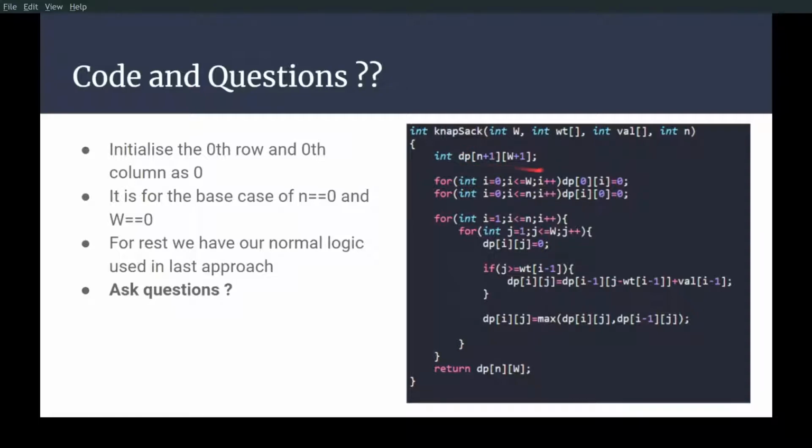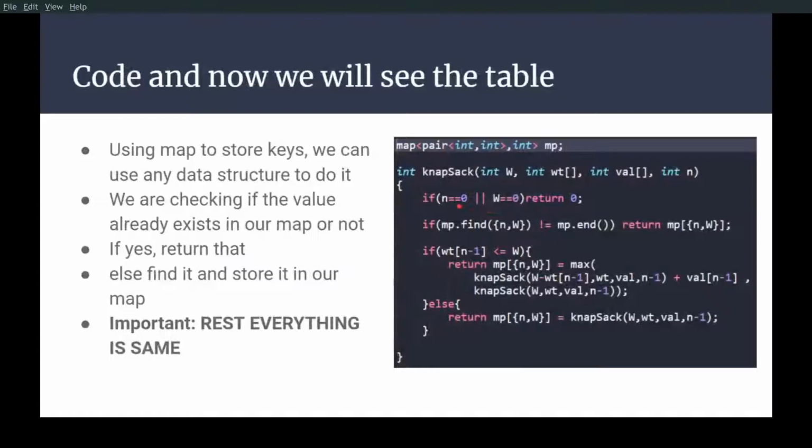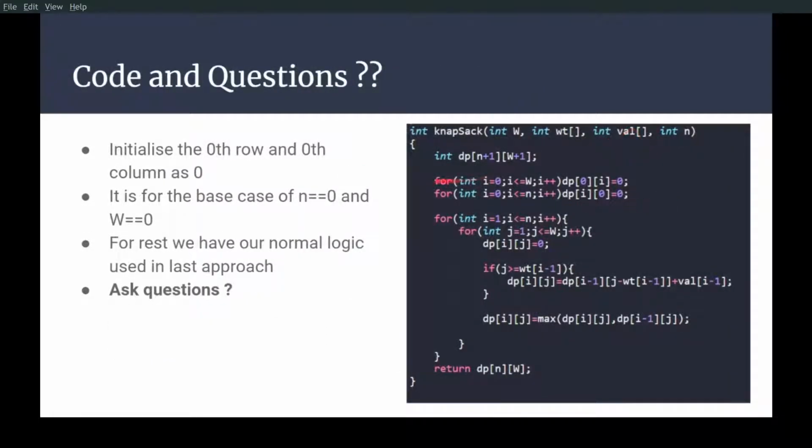I have an array of this size, n plus 1 and w plus 1. The plus 1 is because for the zeroth element we don't have anything, right? So these are the base cases. These base cases are converted to this: when I don't have any element, or when I don't have any weight.